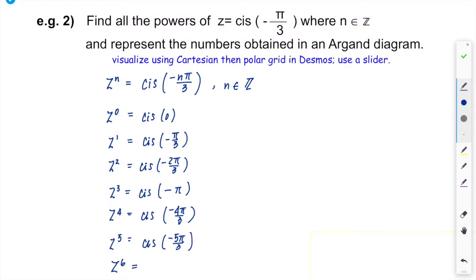The 6th power is going to be cis of negative 6 pi over 3, which is negative 2 pi, right? But negative 2 pi is also the same as 0. And as you can see here, we have reached the end of a periodic function, so to speak. So the powers of z equals cis of negative pi over 3 follow a period of 6, right?